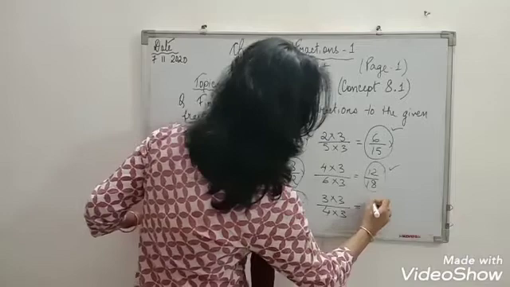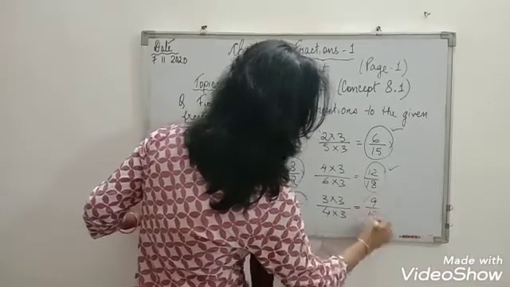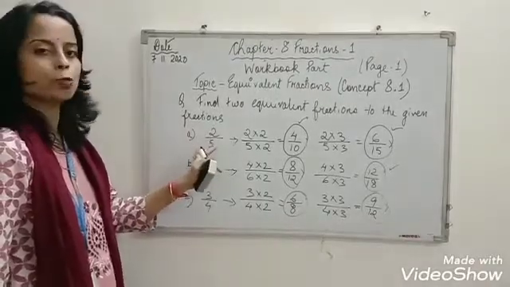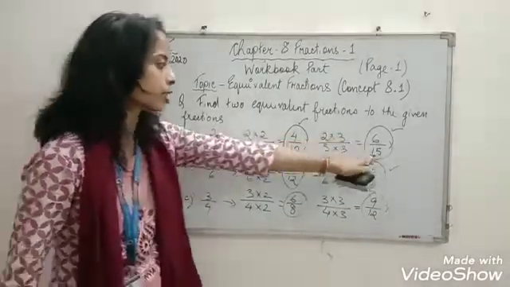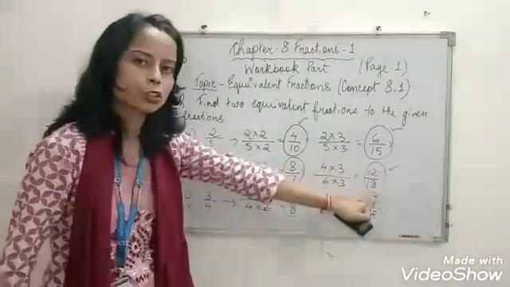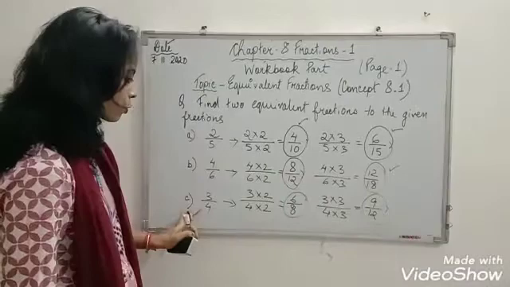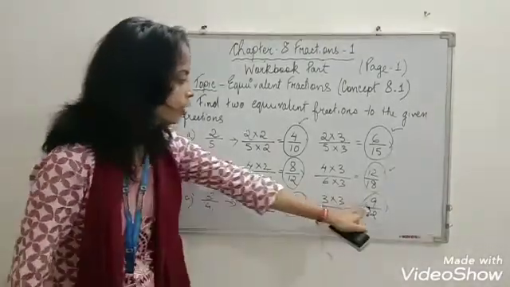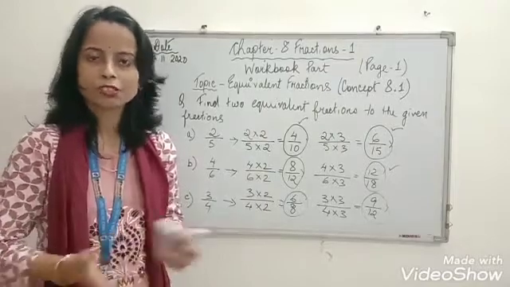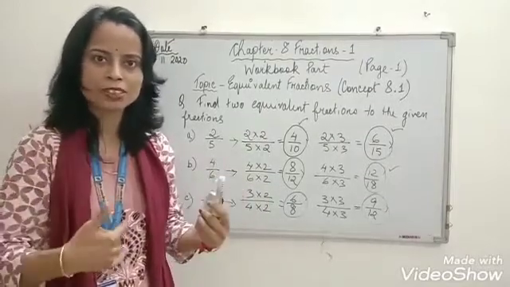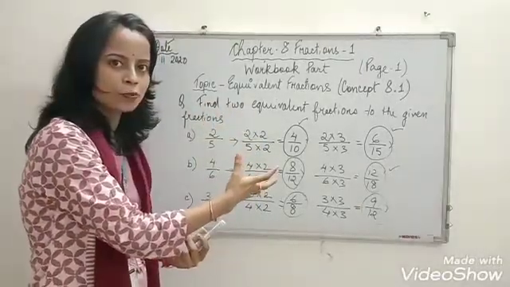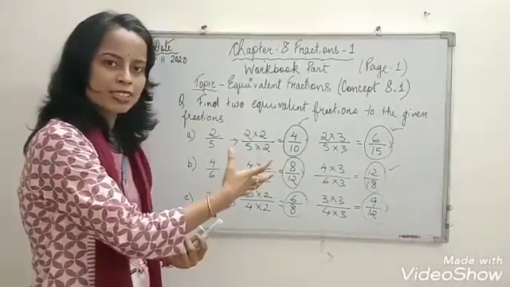It comes 9/12. So, equivalent fractions of 2/5: 4/10, 6/15. Equivalent fractions of 4/6: 8/12, 12/18. Equivalent fractions of 3/4: 6/8 and 9/12. Yes, children? Did you recap the part we have learned, how to find an equivalent fraction? Got it?